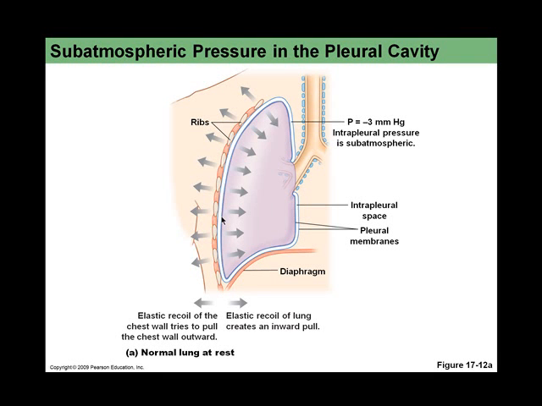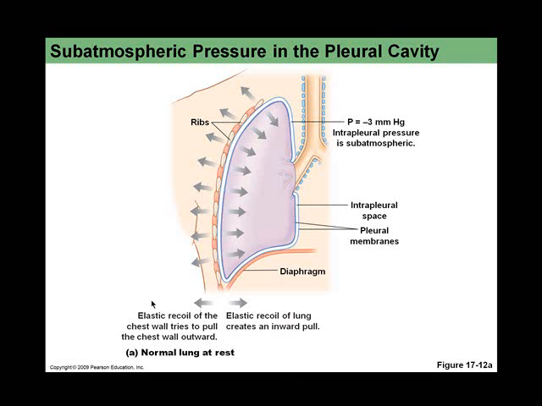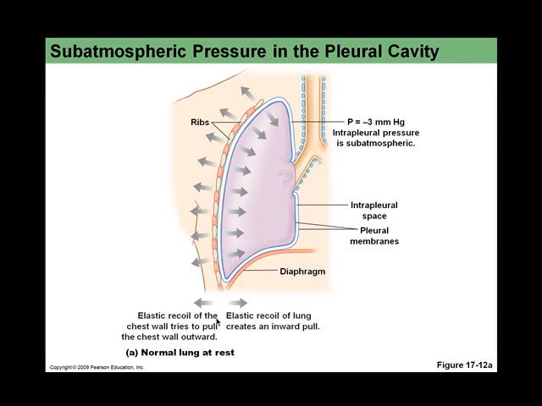So this one isn't really using that term, transmural pressure, but you will see it in other physiology textbooks. So we're talking about the elastic recoil of the chest wall that tries to pull the chest wall outward, and then there's an elastic recoil of the lung that creates an inward pull. So these work against each other to create that intrapleural pressure that stays at minus 3 millimeters of mercury, which is subatmospheric. So we recall the intrapleural space and the pleural membrane as the visceral and parietal layers.